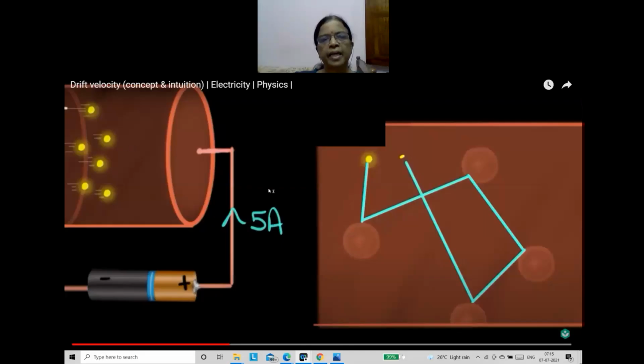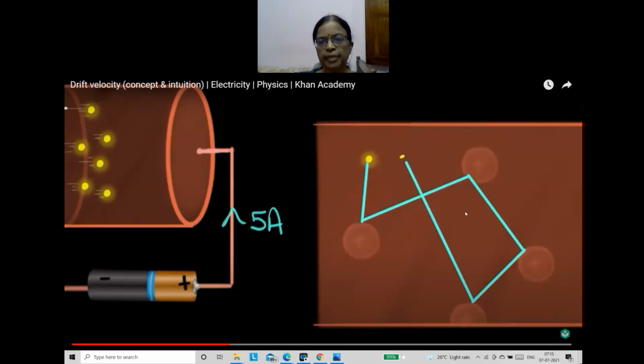Drift velocity. For that, first we consider a conductor, and we know in a conductor there are a large number of free electrons available, and these electrons are in motion due to thermal energy. But we cannot say there is a current flowing through the conductor because all the electrons are in random motion. They are moving in a zigzag manner. So average speed is there, but average velocity is 0.